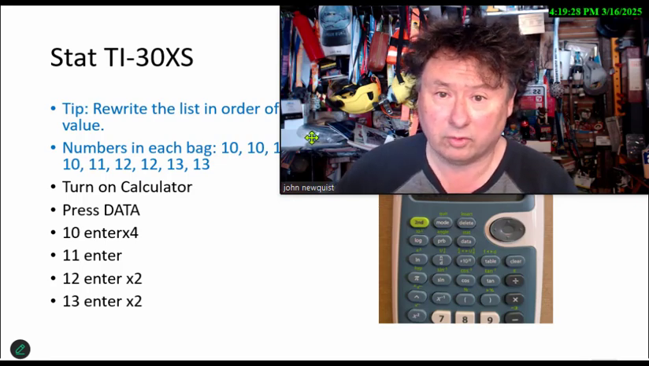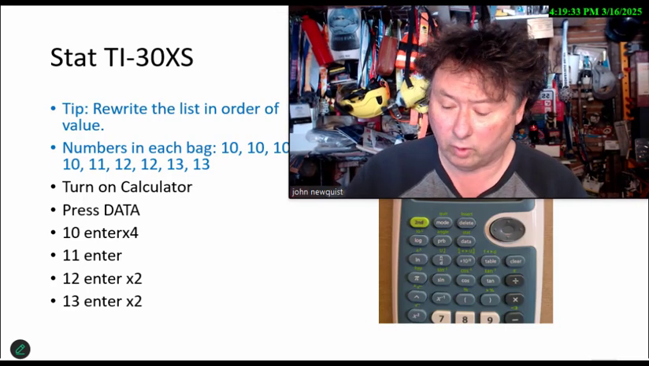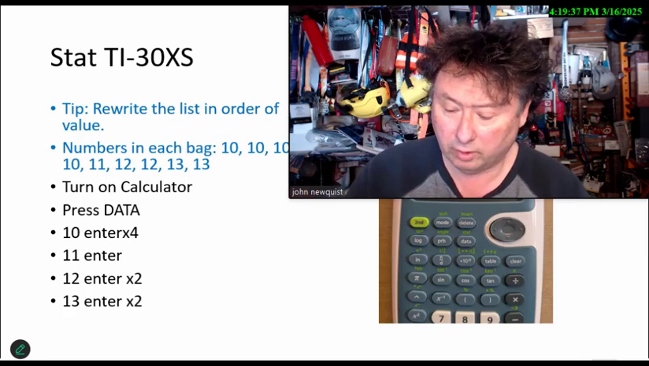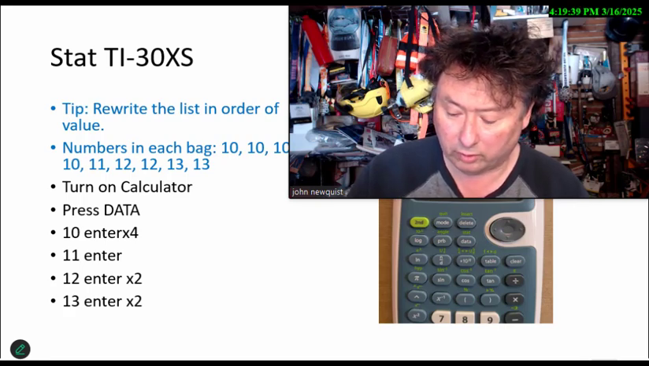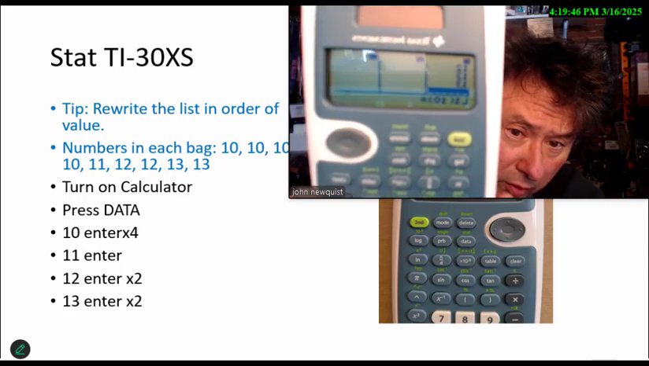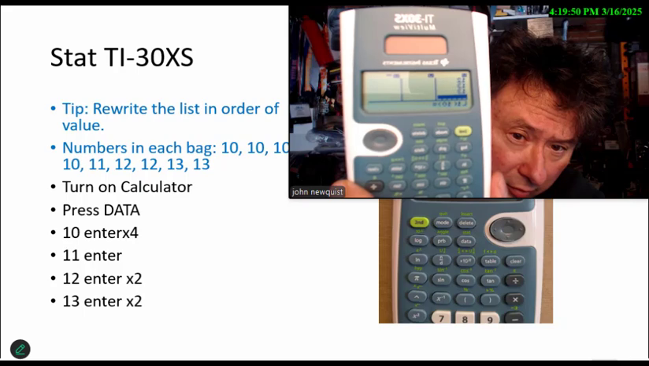And I'm going to have to move myself out of the screen because I can't see all my numbers here. Okay. Then we have 11, so 11, enter, 12, enter. We have 2 12s, so we have to enter twice. 13, enter, 13, enter. And if we do it correctly, we should have at our screen here, focus it, we should have about a 13.